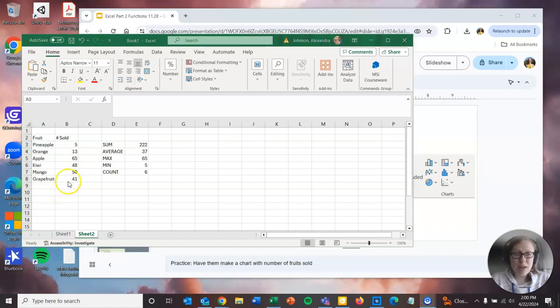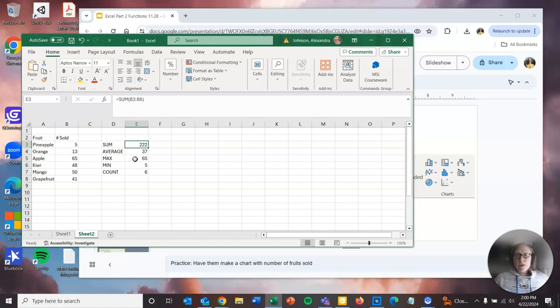Okay, so here are my random numbers from earlier. I just put fruit right next to it. Here's all our functions, but we don't need that right now. What I want to do is make a column chart so I can see really easily which fruit is my top seller and which fruit's not doing so well.